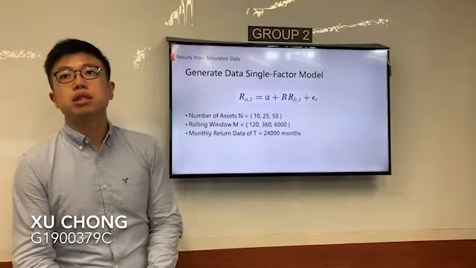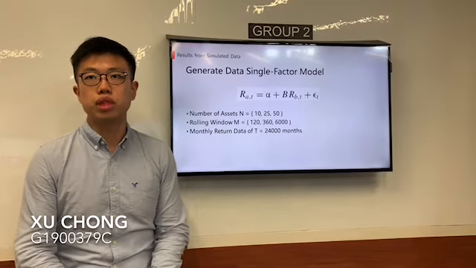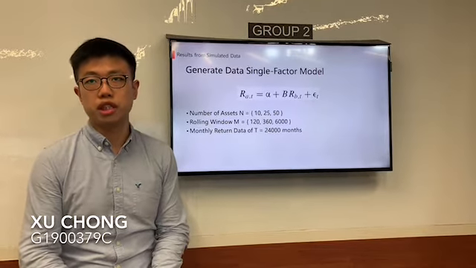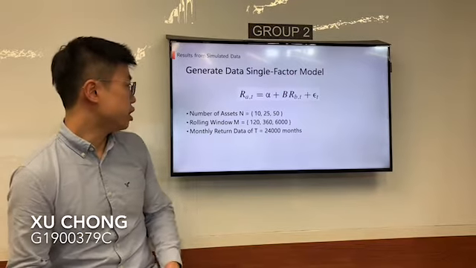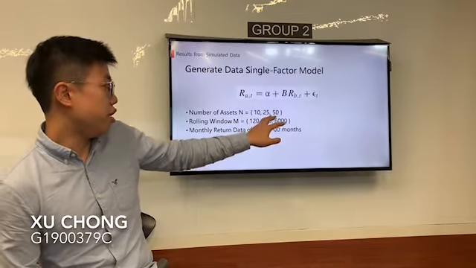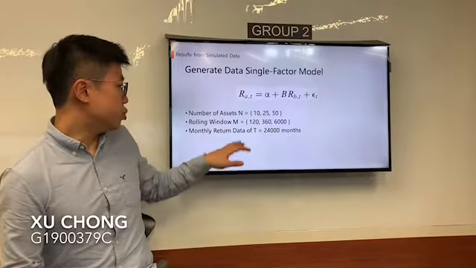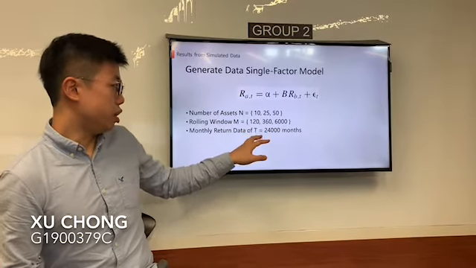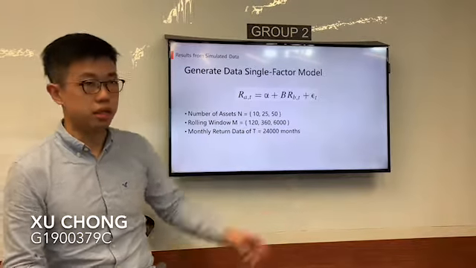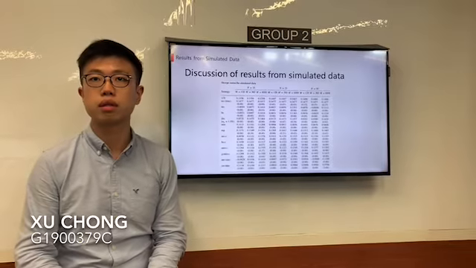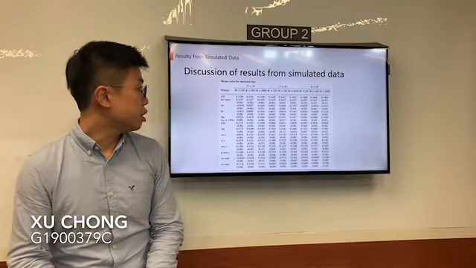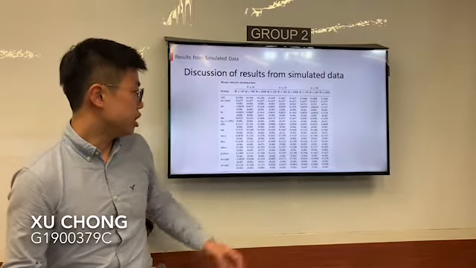So in these models, we generated 24,000 months of data and considered the cases with n equals 10, 25, and 50, and window sizes of 120 months, 360 months, and 60,000 months. Let's take a look at the results.